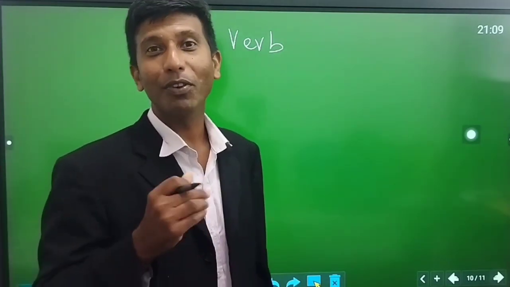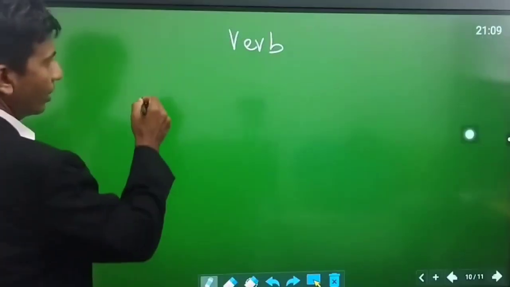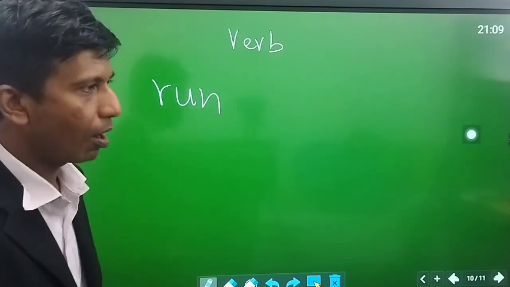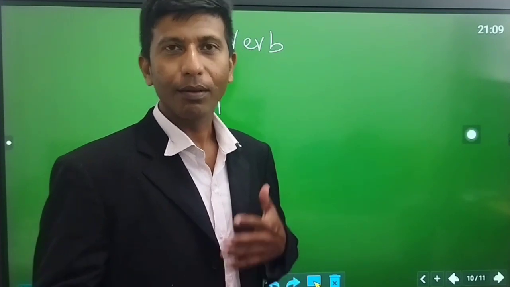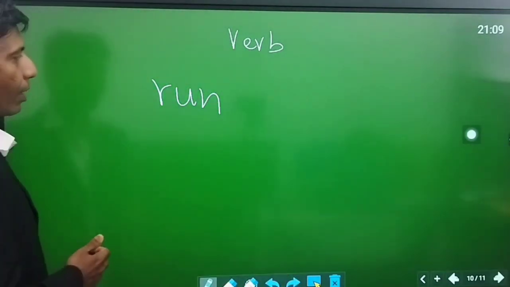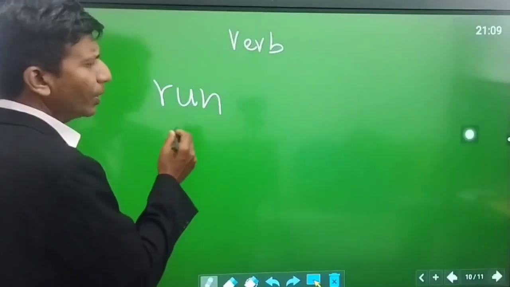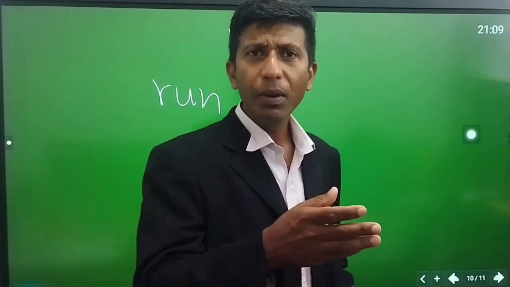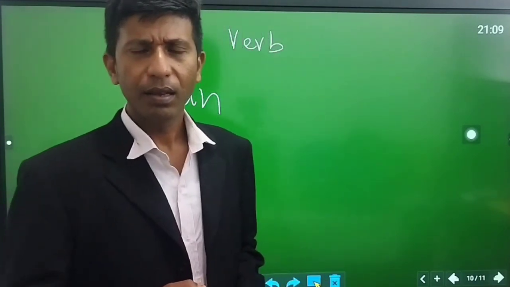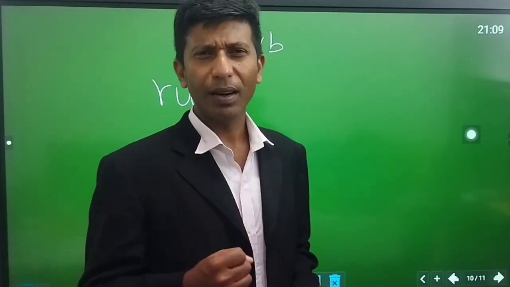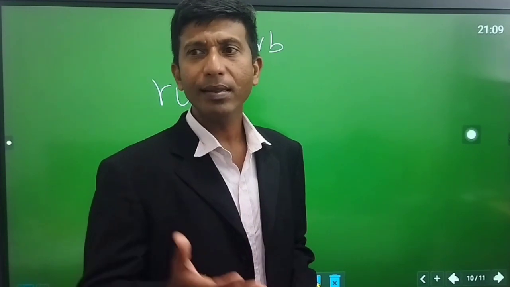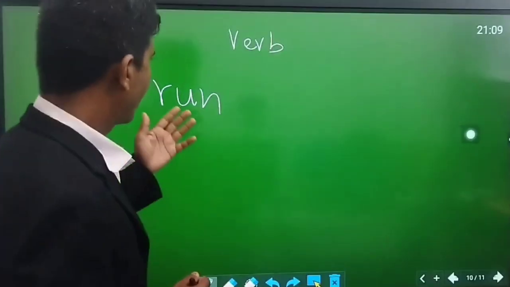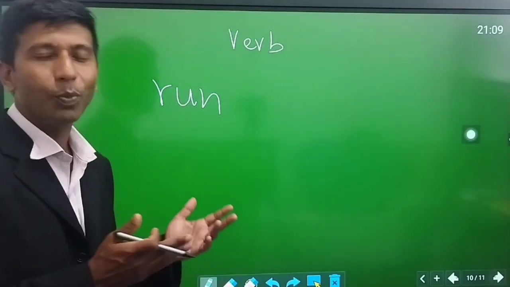A verb is a word for action. Let's think about run. Okay, run. What do you think about run? Is there a number of run? What is the number of run? Number is singular or plural. Tell me whether run is singular or plural.